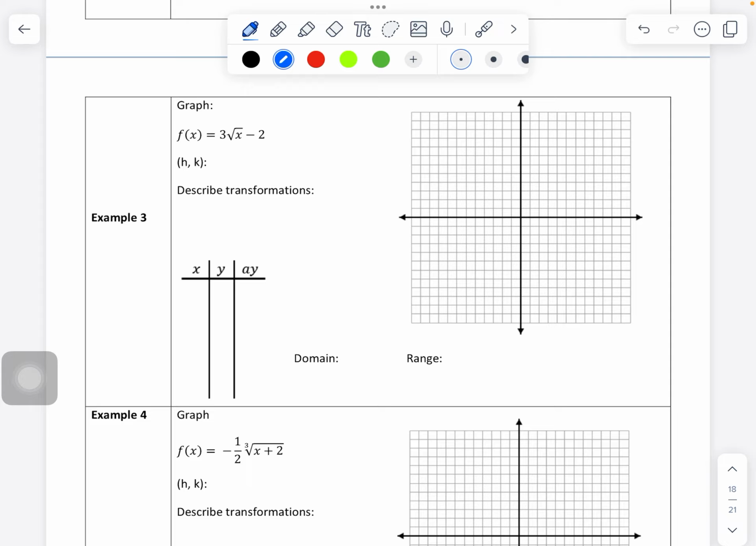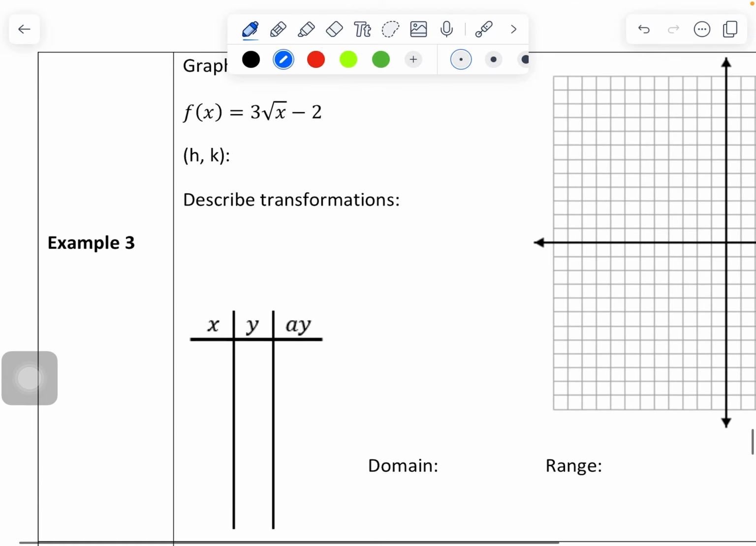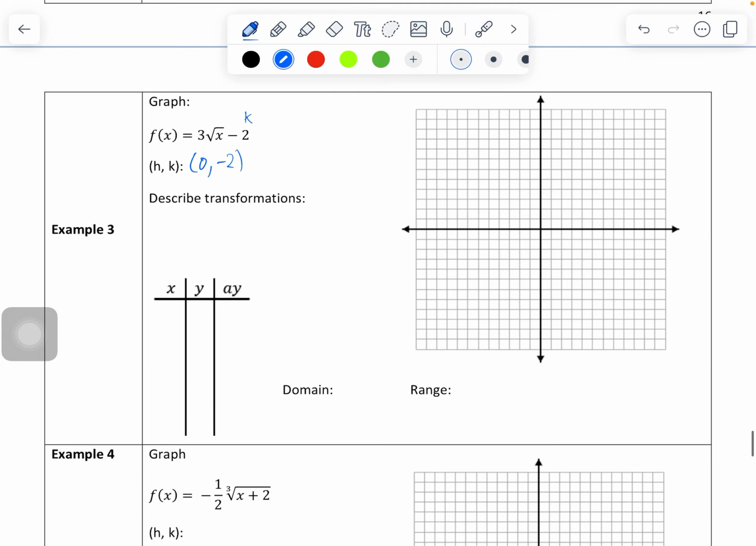All right, here's our first graph. We have 3 times the square root of x minus 2. Our h and k in this instance, because there's no term inside of the square root with x, this is one thing you have to be considerate of. X is alone in there, so this minus 2 is not affecting our domain at all. That's actually the k value here. The h value, since we don't see one, we're going to assume it's 0. So 0, -2 is going to be our starting point.